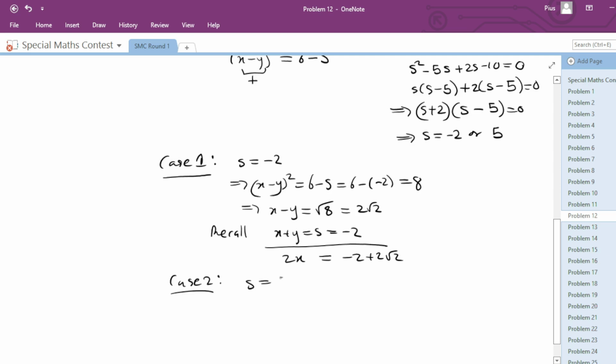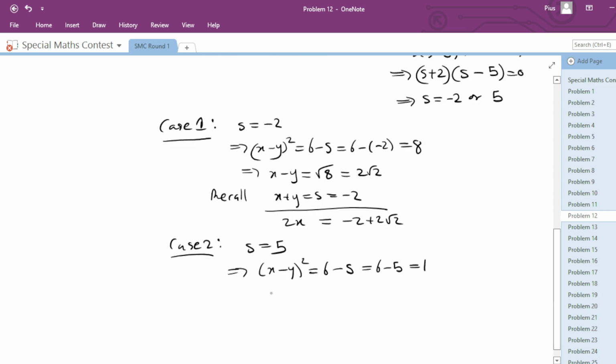So when s is 5, just the same procedure. We have this is 6 minus s, which is 6 minus 5, which is 1. So we can just take the square root. x minus y is positive, so this will be just the square root of 1, which is 1. And once again, we have x plus y is s, which is 5 in this case. So by adding up, we get 2x is 6.